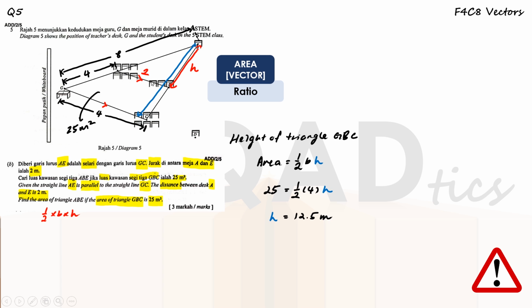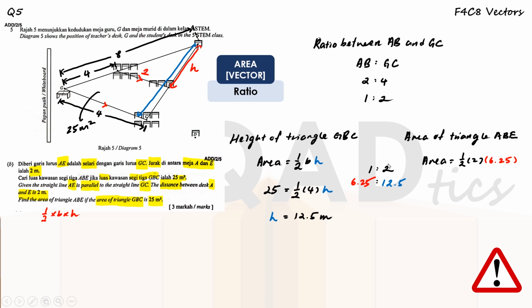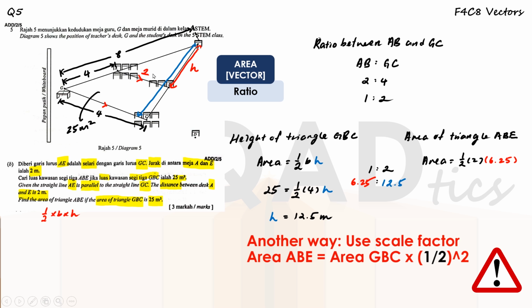Okay, so now we find the ratio of this small triangle's base and the big triangle's base. So it will be 1:2. Right, so here it means if the big triangle's height is 12.5, we just need to divide by 2, which is 6.25. And then we can find our area, which is 1/2 times base 2, times height 6.25. And then we'll get 6.25 meters squared as our answer.